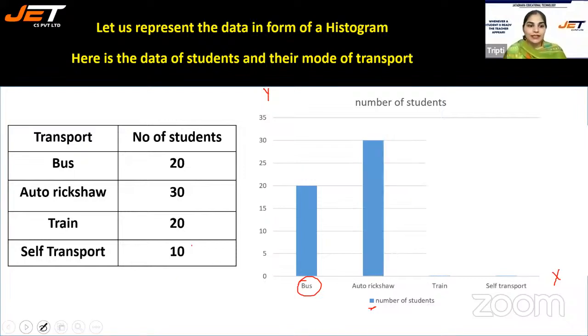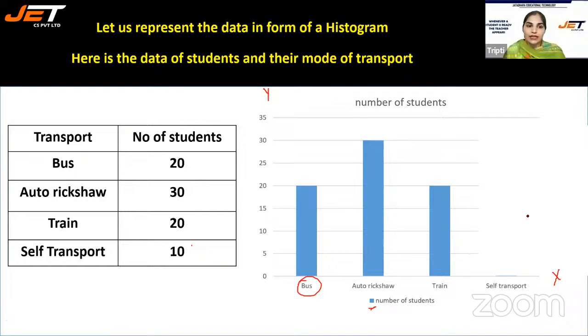Next one is auto rickshaw. So I can see that 30 students use auto rickshaw as a mode of transport. So I'll make this bar up to 30. On the left side, you can see the number of students, right? So 30 students are using auto rickshaw.